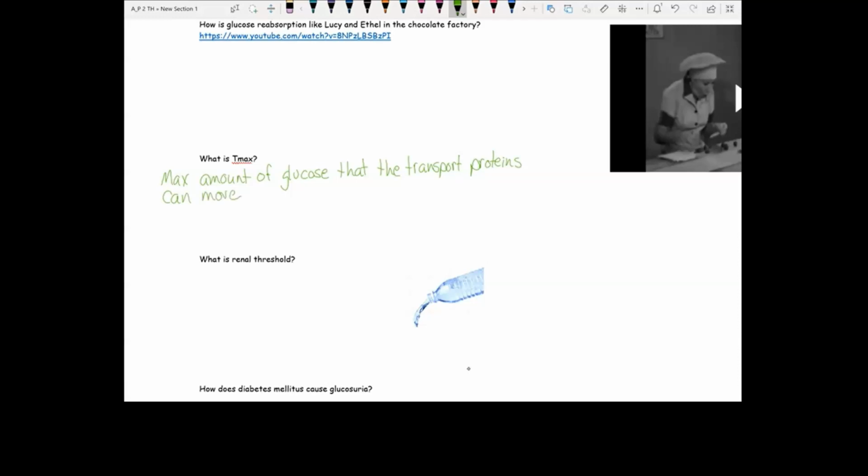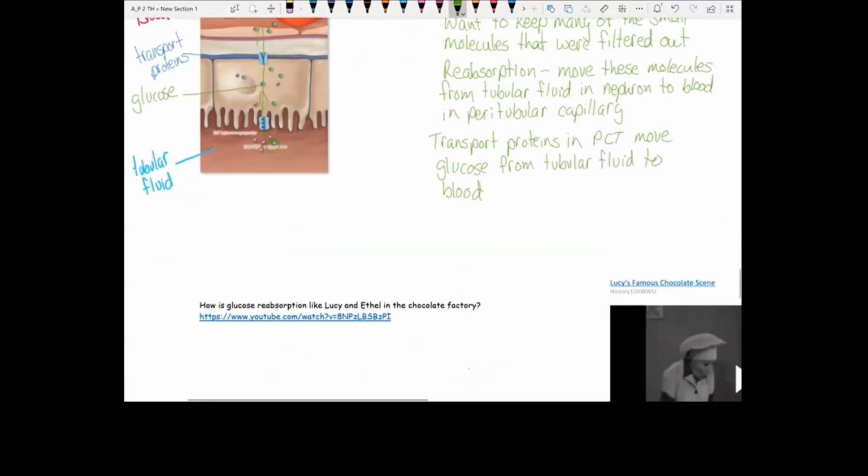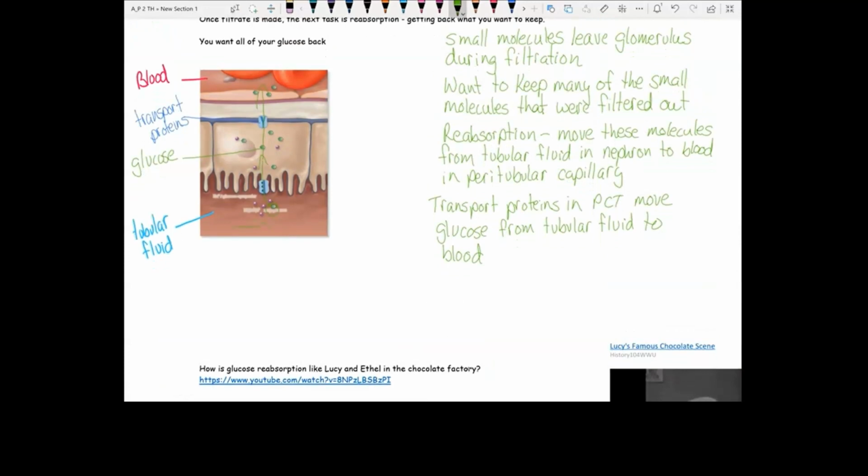Okay, so this would mean that the transport proteins are working as hard as they can and they're moving as much glucose as they can. In a typical human kidney, the Tmax for glucose is about 320 milligrams per minute. So if we come back up here and you imagine glucose, the tubular fluid is flowing through, these proteins have the ability to get 320 milligrams of glucose grabbed from the tubular fluid and sent back into the blood every minute. That is the Tmax, transport maximum.